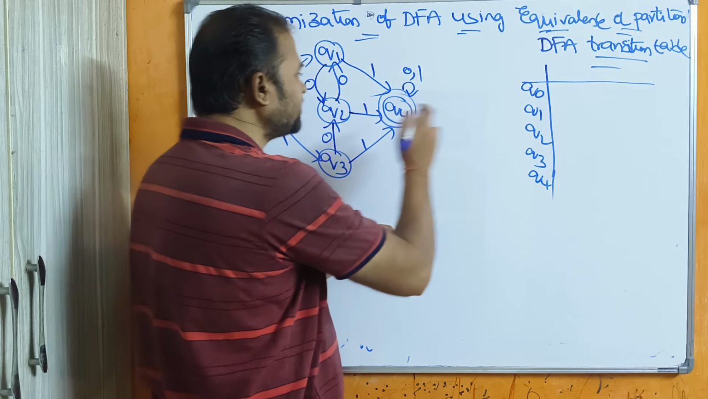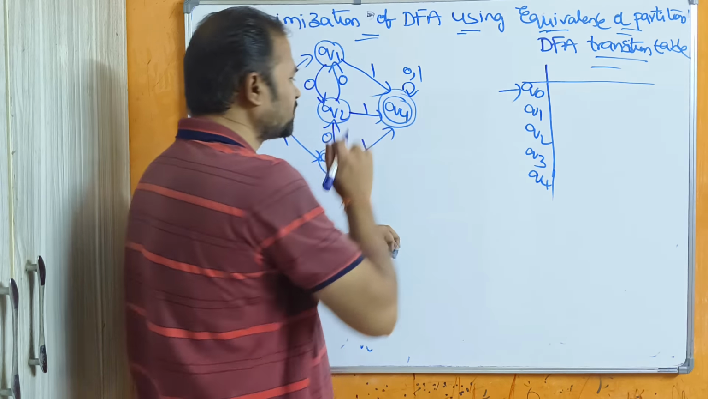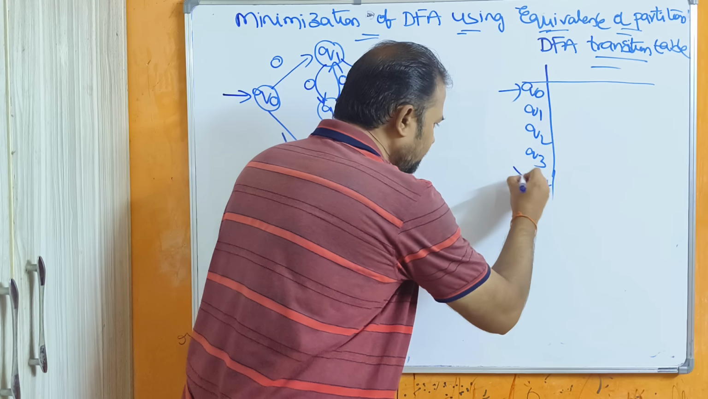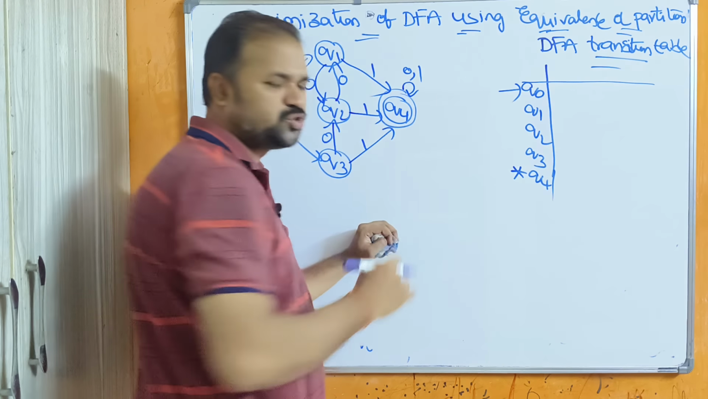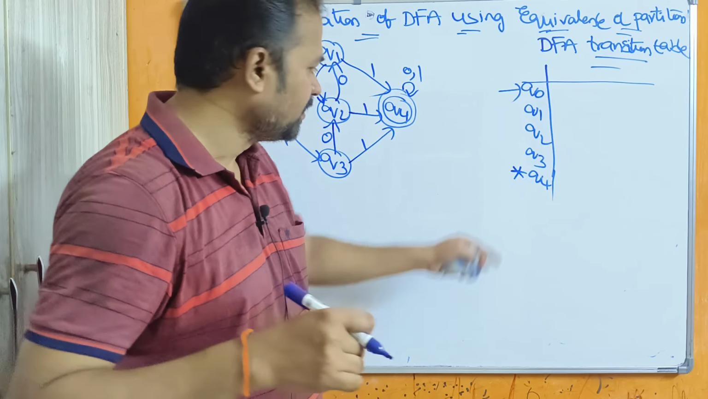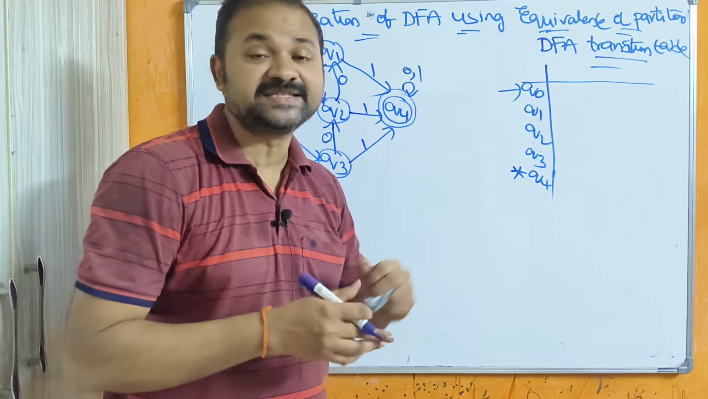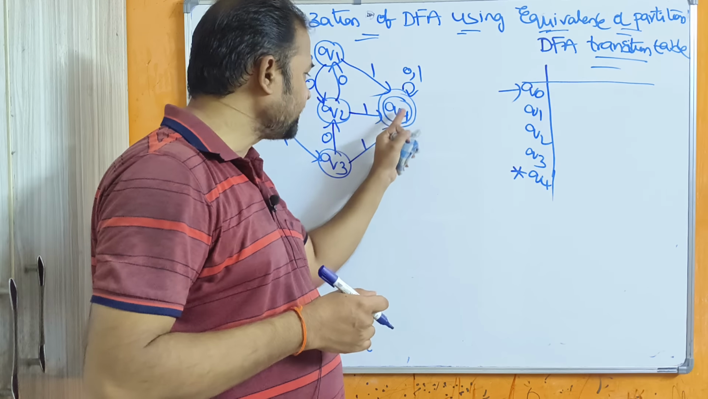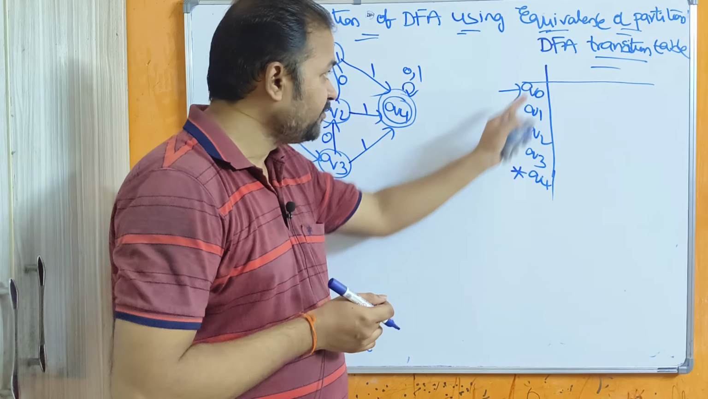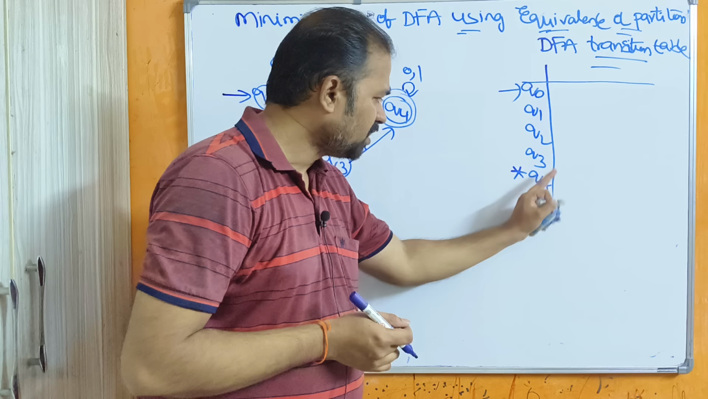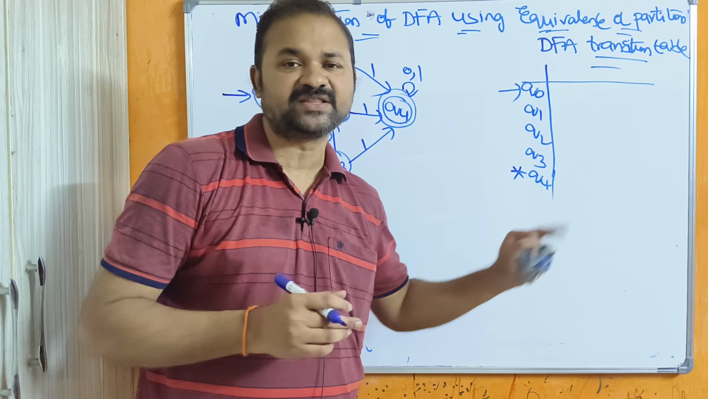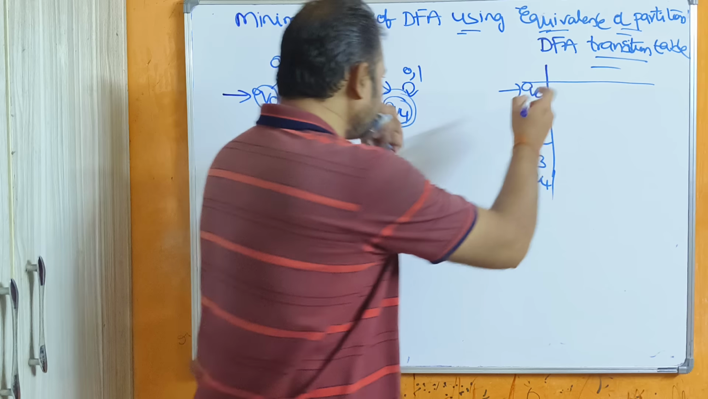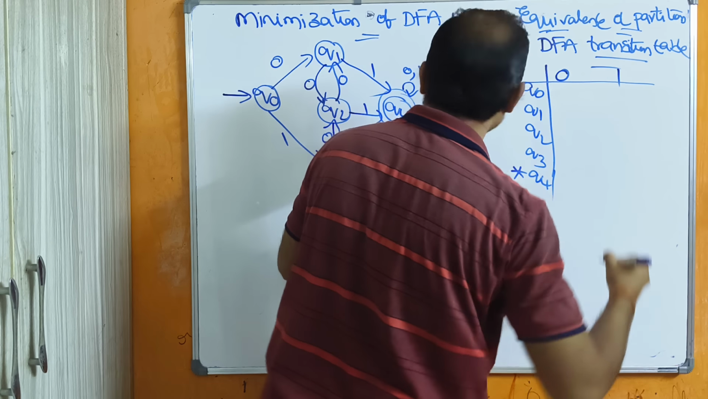Here Q0 is the initial state, so put an arrow mark. Q4 is the final state, so put a star or enclose Q4 within a single circle. In a transition table, a single circle is enough, whereas in a transition diagram, a double circle is needed for the final state. So here what are the input symbols? 0 and 1 are the input symbols.